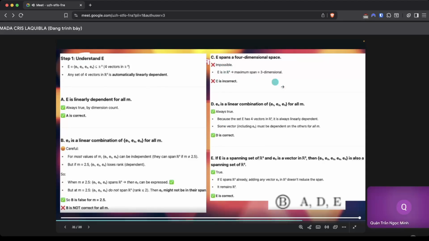Now letter C. E spans a four-dimensional space. Impossible, class, because R3 is only three-dimensional. So maximum span is three-dimensional. C is incorrect. Letter D. E4 is a linear combination of E1, E2, E3 for all m. So this one is always true because the set E there has four vectors in R3. It will always be linearly dependent. And if it's linearly dependent, class, it is a linear combination. D is correct.